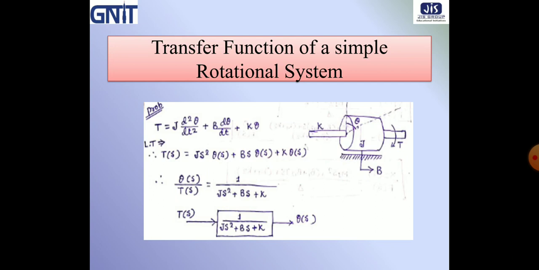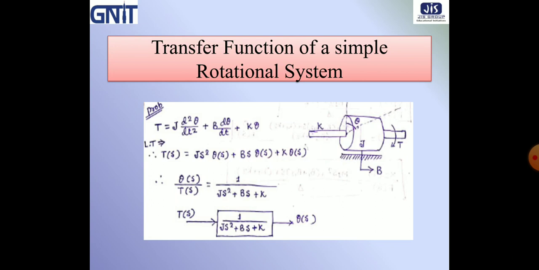So the torque generated by the damping element is b d theta by dt, plus the torque generated by the spring, that is k theta. Now taking Laplace transform, T(s) is equal to J s square theta(s) plus b s theta(s) plus k theta(s). Now what will be the transfer function? Now what is the transfer function?